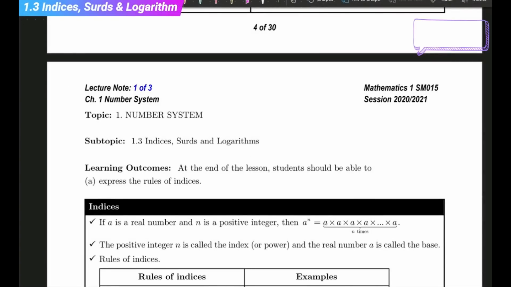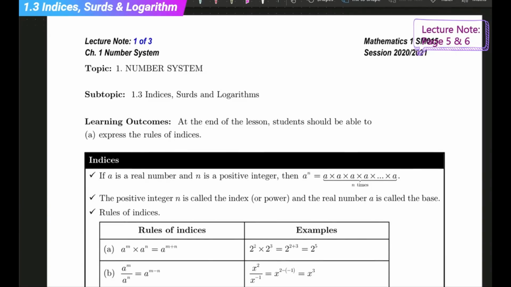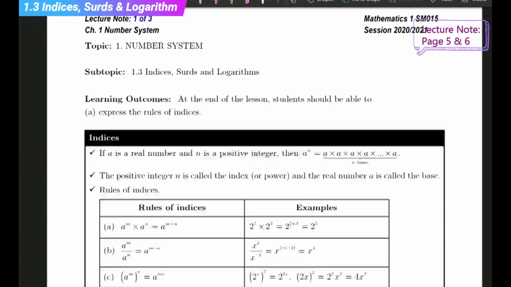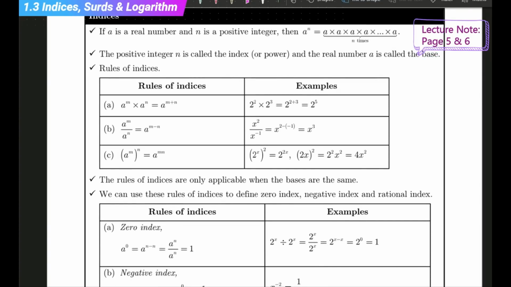Hello everyone. Now we are on our lecture note 1 of 3, which is involving indices, sets and logarithm. But for this video, we are just going to focus on indices only. Rules of indices actually make solving complex problems involving power a lot easier. Basically, there are 4 rules of indices that we need to know, which are for multiplying, dividing, raising a power to a power, and also negative index. So we just need to focus on this one: multiplying, dividing, raising a power to a power, and negative index.